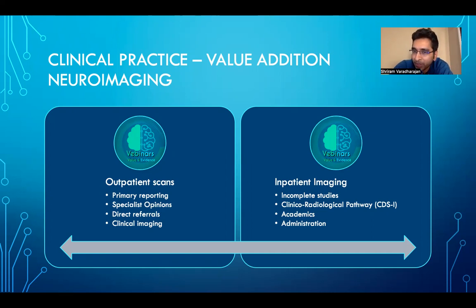When it comes to inpatient imaging, beware that many of them are incomplete studies, and you could still add value by picking out subtle findings or findings that change the management for a really sick patient. You can't expect to have the best modality with the highest quality for these patients. You get to be a part of a clinical radiological pathway where you're also part of the decision making. You also get to play a role in academics, and it's going to be an ongoing process. And finally, radiologists need to be a part of the administration as well.